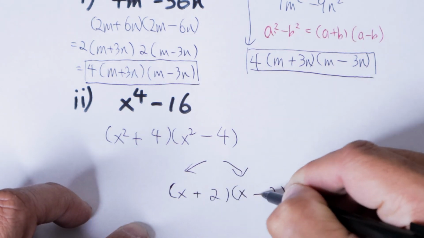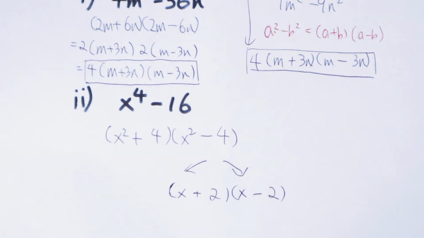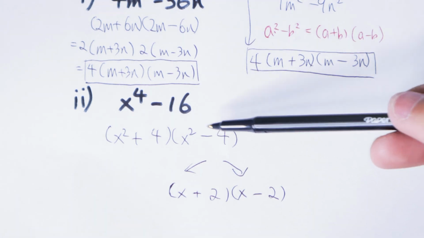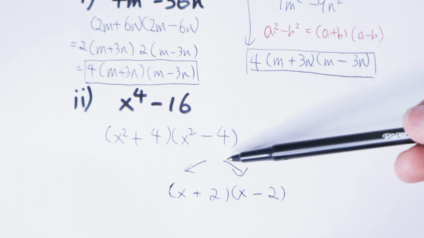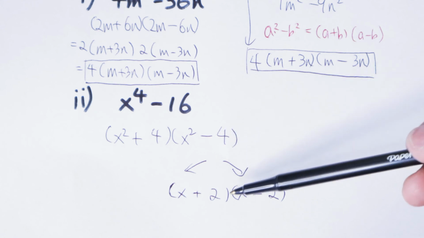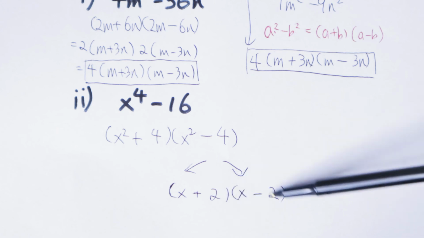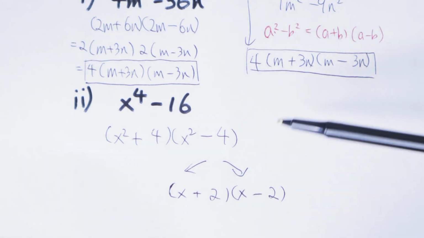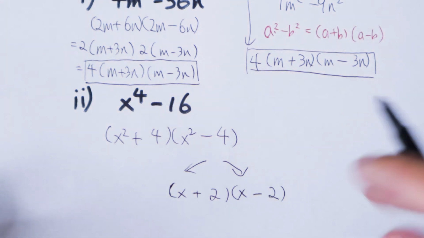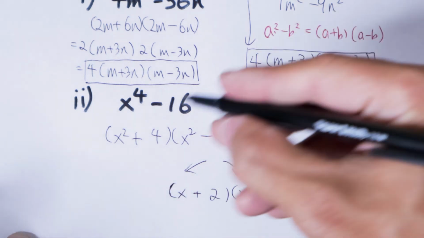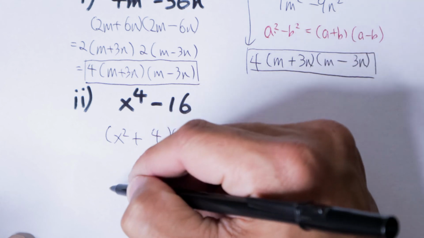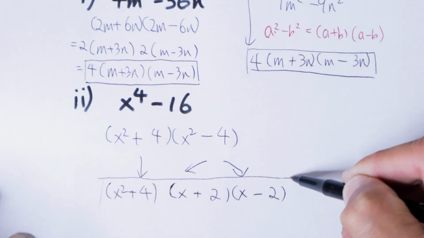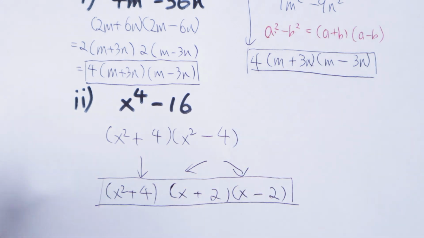One plus, one minus. So you always have to check whether once you factor, are the numbers still a perfect square? If so, you have to keep splitting it. Now, once you get to here, 2 is not a perfect square. There's no same number that multiplied by itself to get 2. So therefore, I could stop here. But again, do not forget, this is also a factor. So it's going to be x squared plus 4 multiplied by x plus 2 multiplied by x minus 2.